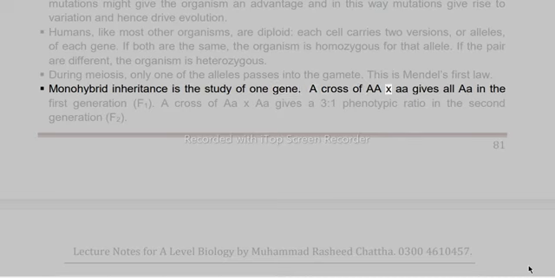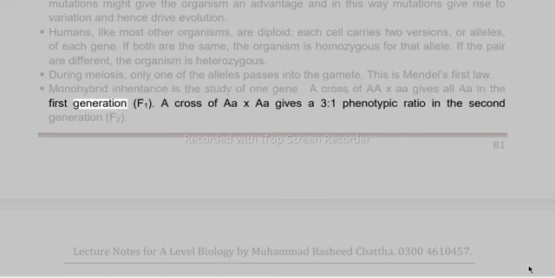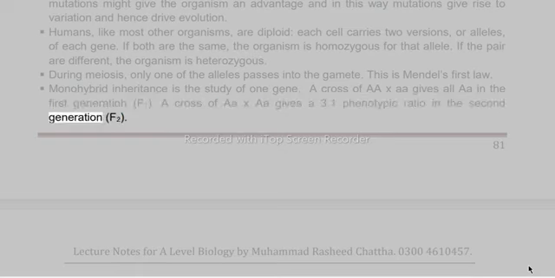A cross of AA × AA gives all AA in the first generation, F1. A cross of Aa × Aa gives a 3:1 phenotypic ratio in the second generation, F2.